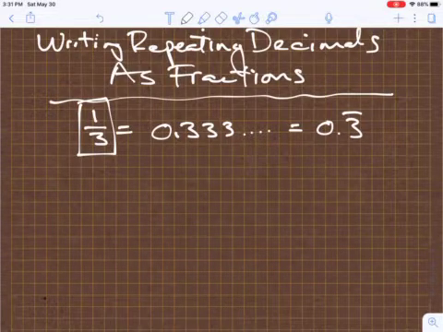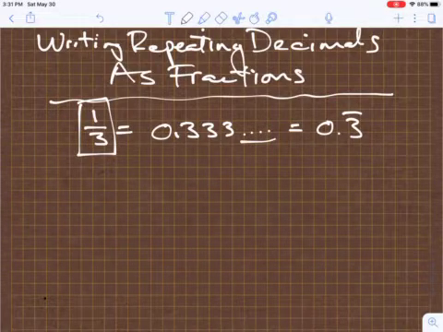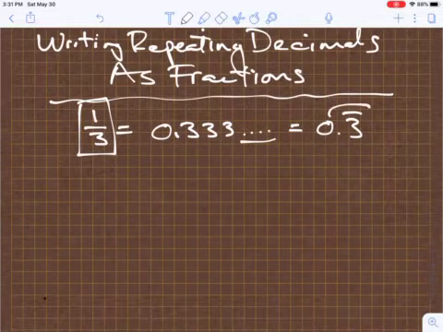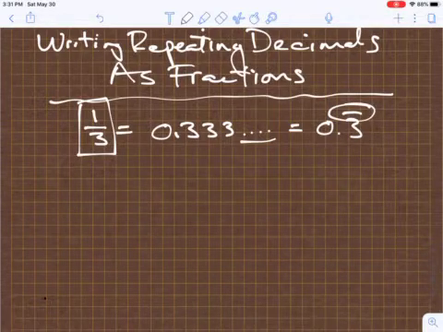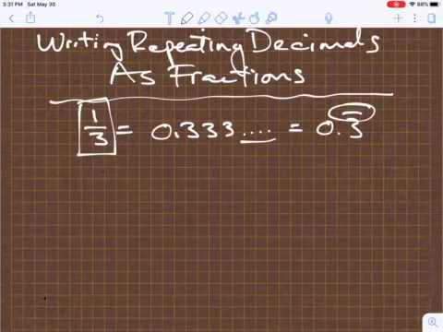One way of writing it is with this ellipsis after it, implying that it keeps going on. Another way is with the bar over the number or the numbers that repeat. So this is kind of the notation you're going to see, and that's what you're going to have to look at and decipher, all right, what do I do and how do I do this?